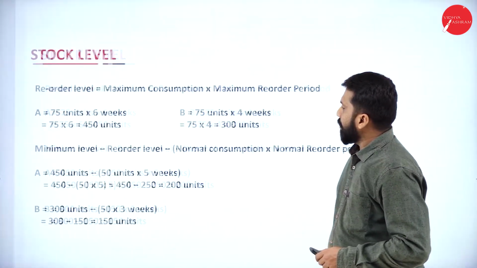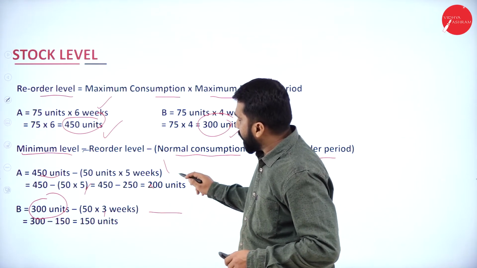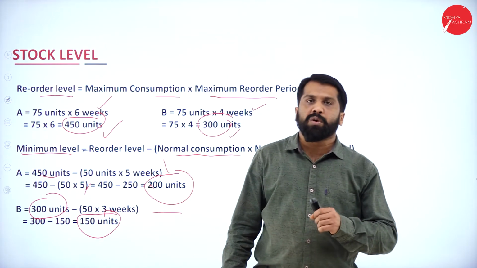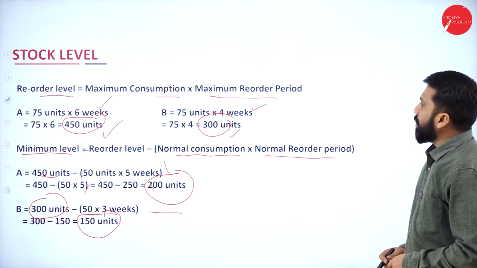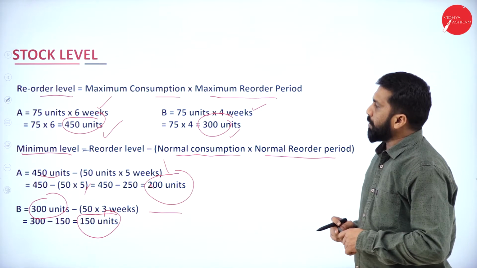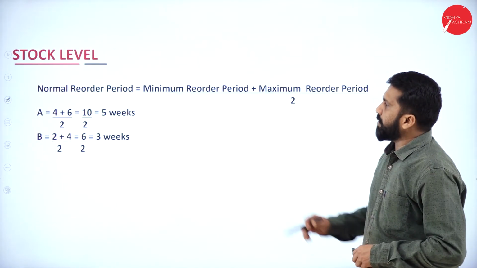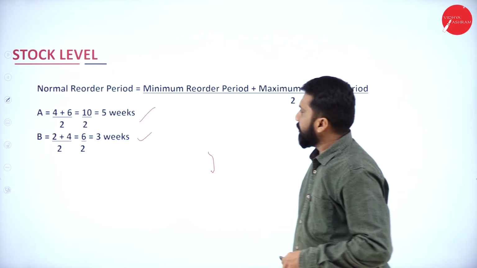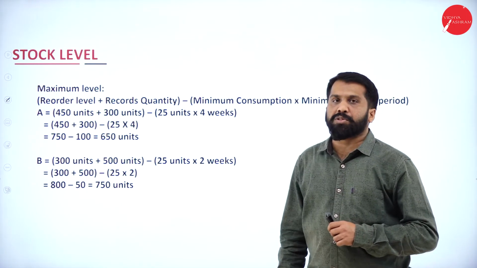Now, so you got 5 for this, you got 3 for this. If you calculate, you will get 200 units. If you calculate this, you will get 150 units. Any doubt? No doubt. So we're done with your second part. That will be your reorder stock level as well as minimum stock level. What is the next one? The next part is the normal reorder period. What we calculated, it is 5. It is 3 weeks.